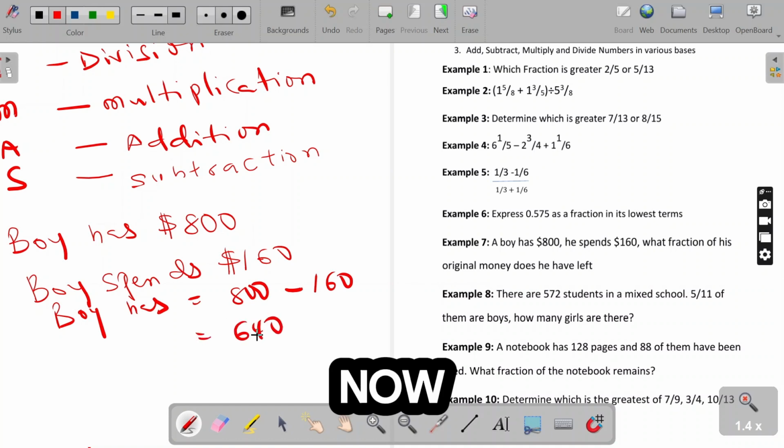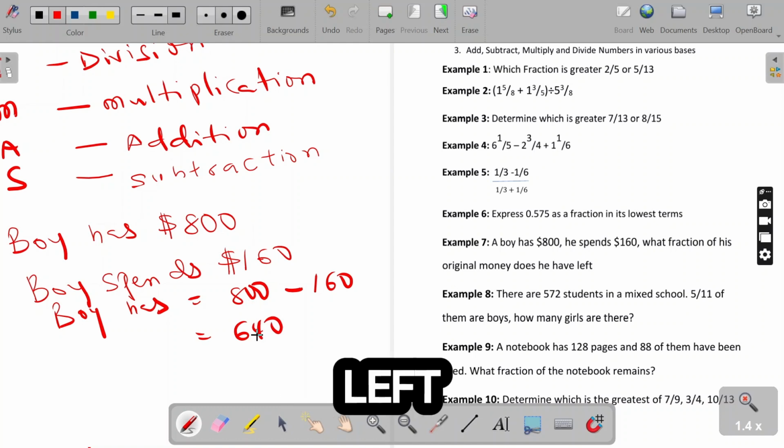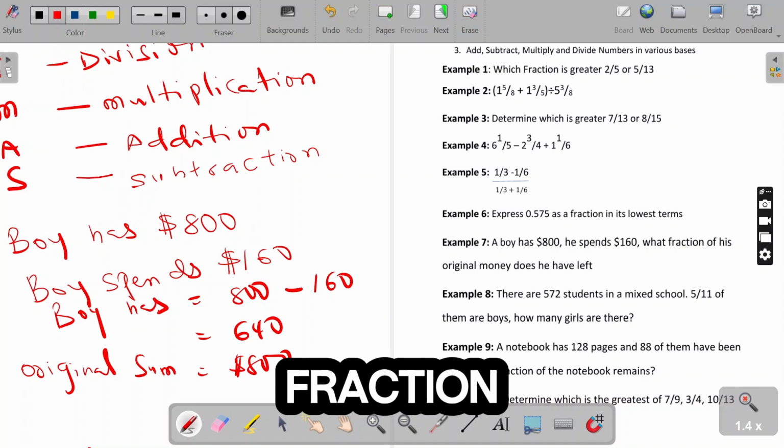640 left. Now the question is, what fraction of his original money? Don't forget he has 640 left, but originally he had 800. What fraction of his original money does he have left? So he spent 160, he has 640 left. The original sum is $800. What fraction does he have left?